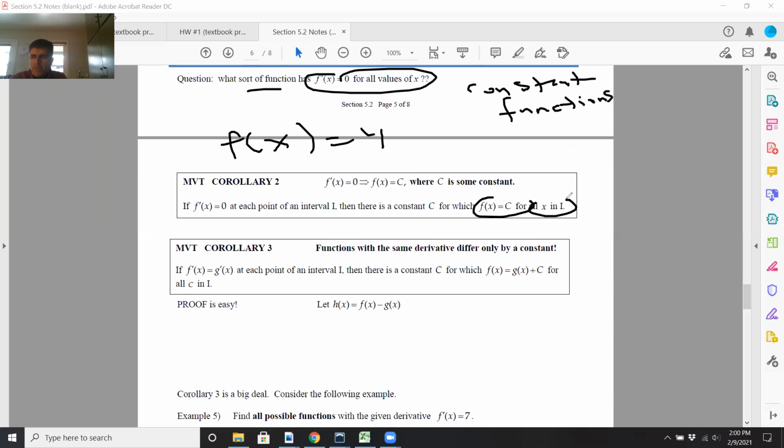That hopefully should seem intuitive. The next one should hopefully seem intuitive as well. We'll do a little proof with it, and then we'll start talking about antiderivatives, and we'll be coming up on a break very soon.